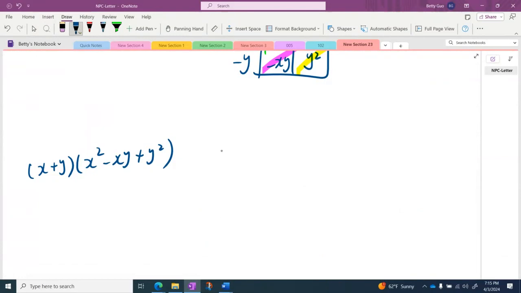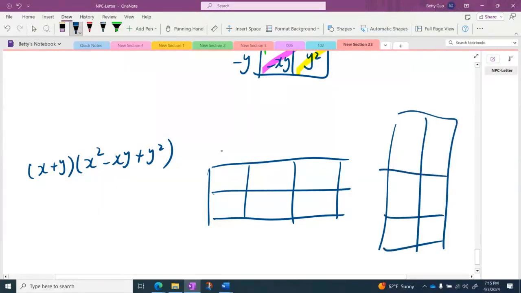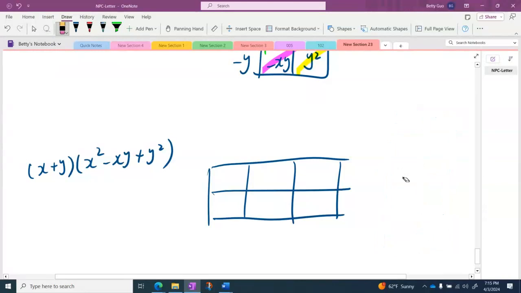Trust me, do a flat box. Instead of doing a box that looks like that, do a flat box, all right? So then you're going to put the trinomial on the top, x squared, minus xy, y squared, and the binomial on the side, x, y.